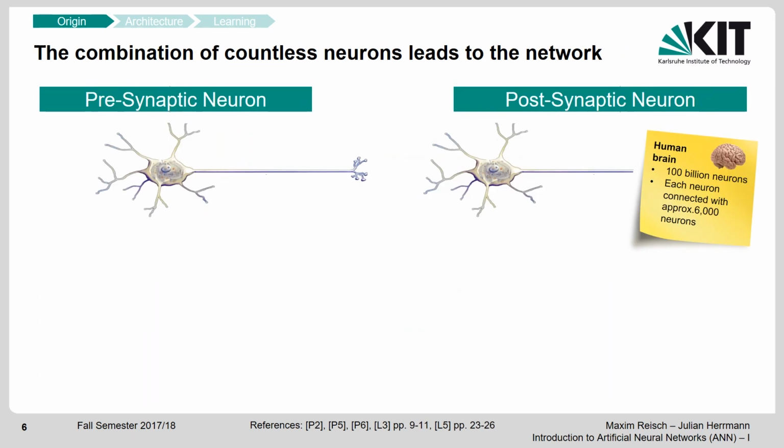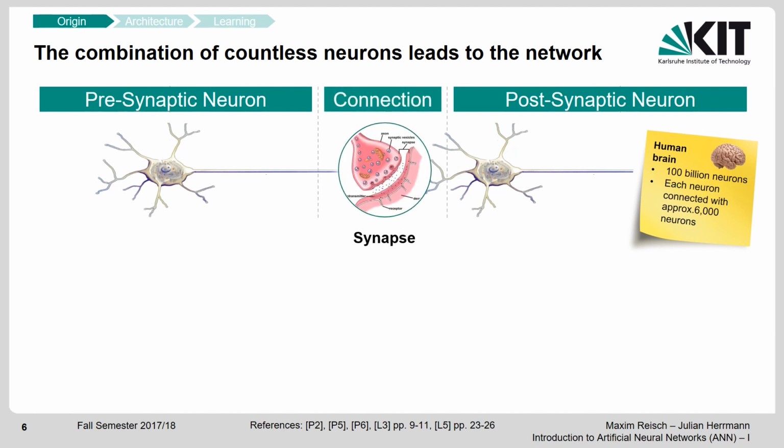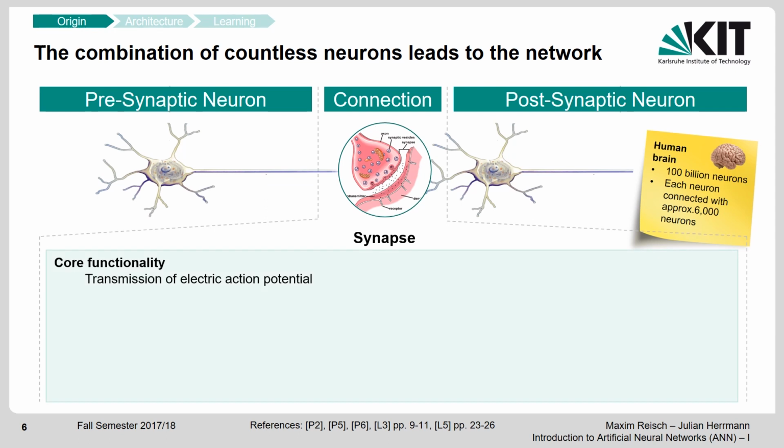However, the human brain, for instance, is comprised of around 100 billion neurons, and each neuron is on average connected with around another 6,000 other neurons. So the question is now, how are they connected? The connection between two neurons is called synapse. The synapse transmits the emitted electric potential from the presynaptic to the postsynaptic neuron.